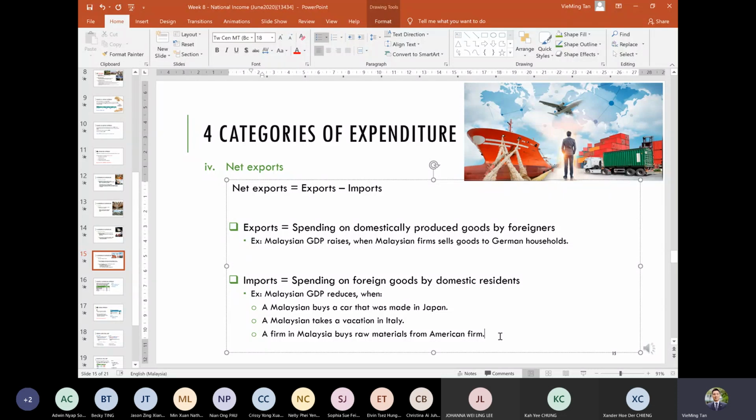So all these three activities will increase import. When the import increases, what is going to happen? This will reduce the GDP of Malaysia. Okay, so far so good.